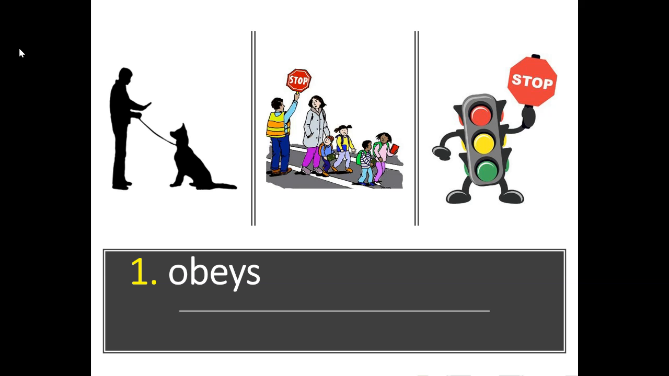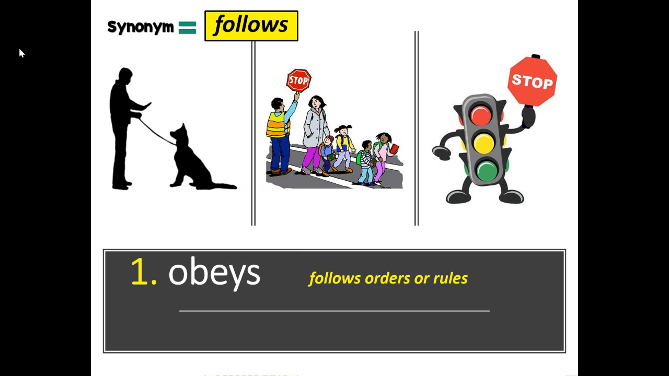Obeys. That means follows orders or rules. Obeys means to follow orders or rules. A synonym or a word that means the same could be follows. So for number one, you write obeys, and in the second column, you can write follows.